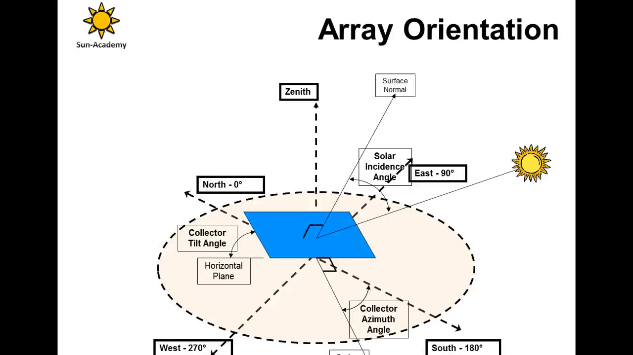The orientation of PV arrays and other solar collectors is defined by two angles. The collector azimuth angle, shown here, is the angle between due south and the direction the collector faces. The collector tilt angle is the angle that the collector surface makes with the horizontal plane.